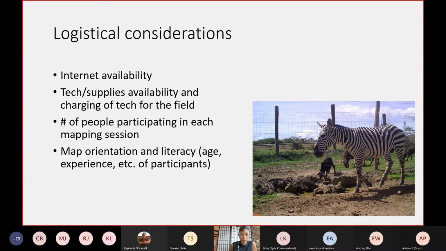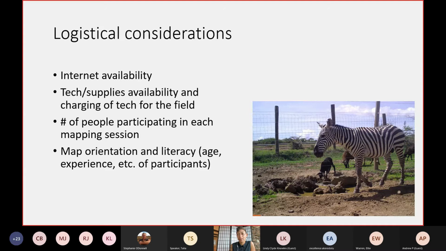And then we've got logistical considerations. So you should be thinking about things like internet availability and your funding. What kinds of tech are you able to bring into the field? What kinds of tech are you able to charge in the field? Do you need to use paper maps instead, and what supplies do you need for those? These are all things that I'll talk a little bit about in my case study.